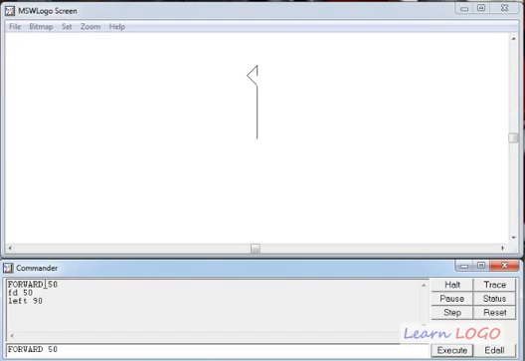I can just click here. I have clicked here and this forward 50 has come over here in the command line, and now I can execute it, right? It has again moved 50 pixels in the direction of its head, right? And yes, this left also has its shortcut.